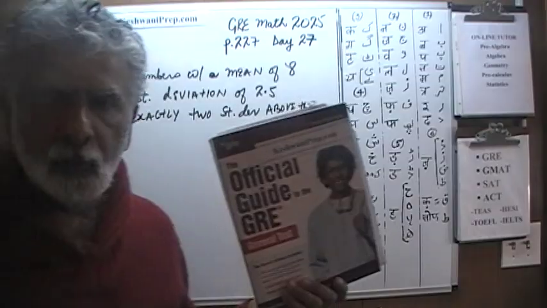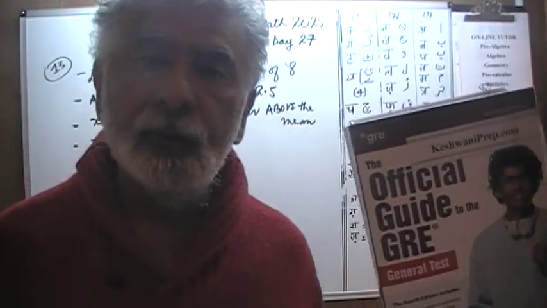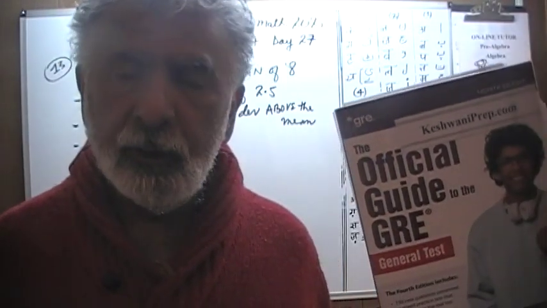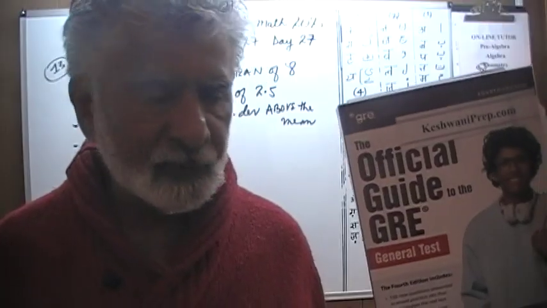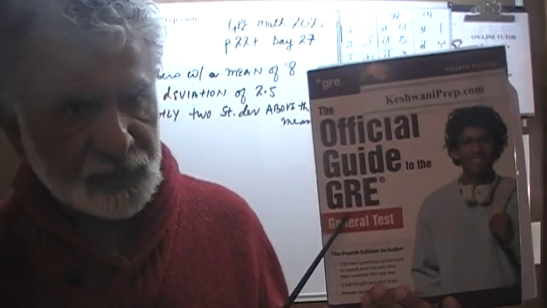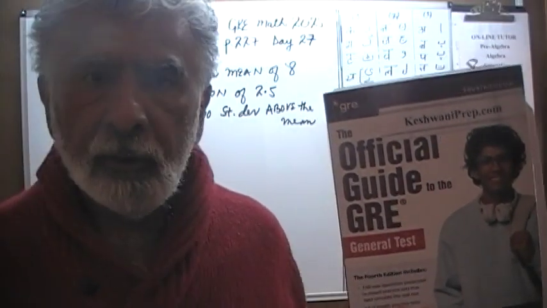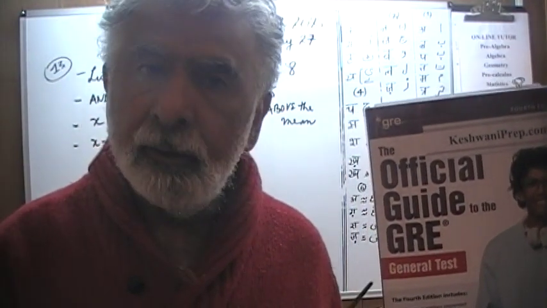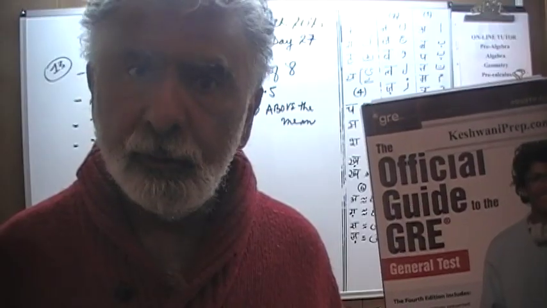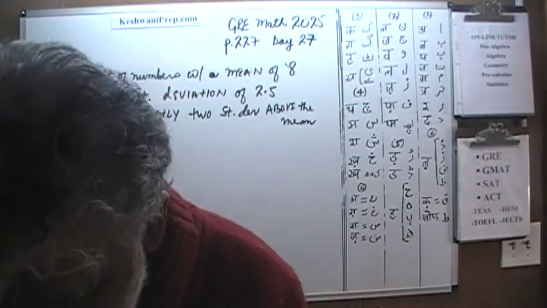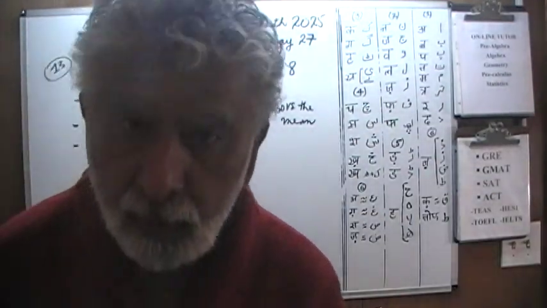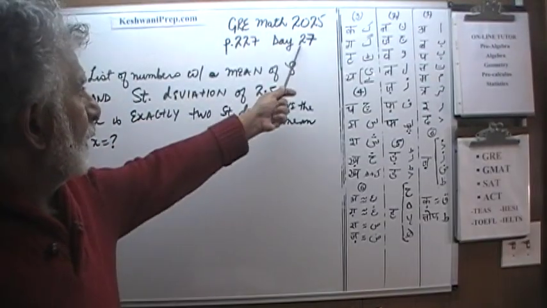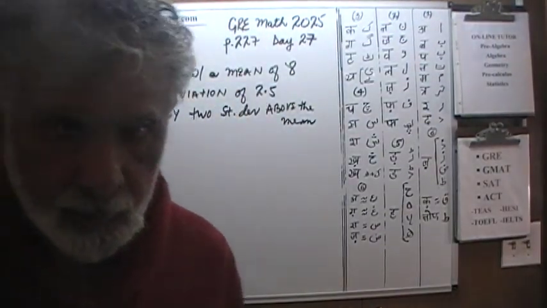Keshwani. We are here because we want to prepare for GRE. We have been solving GRE math problems out of this book here, the GRE Official Guide, the 4th edition, 2025. If you do not own this book already, purchase one immediately. You're going to need it. Today is our lesson number 27, and we are also on page number 227.